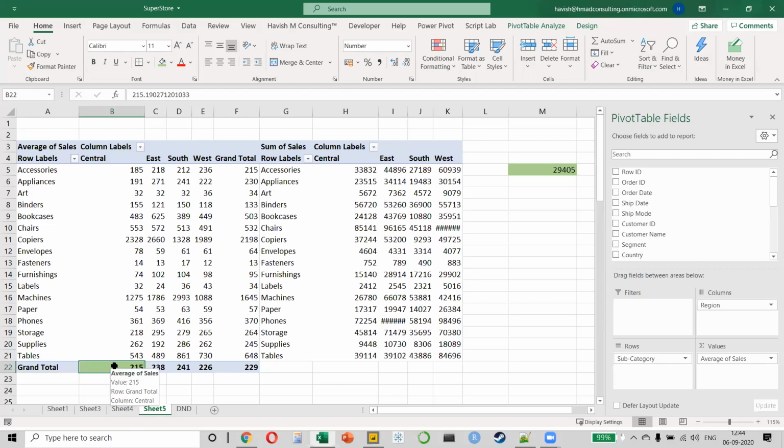No. Hold on. 215 is what? The average of averages, all these like per customer, accessories, appliances? No. Hold on, everyone. It is not the average of all the averages. If you select these numbers, you notice the average comes as 402. 215 is not the average of averages. 215 is the total sales divided by the total number of transactions.